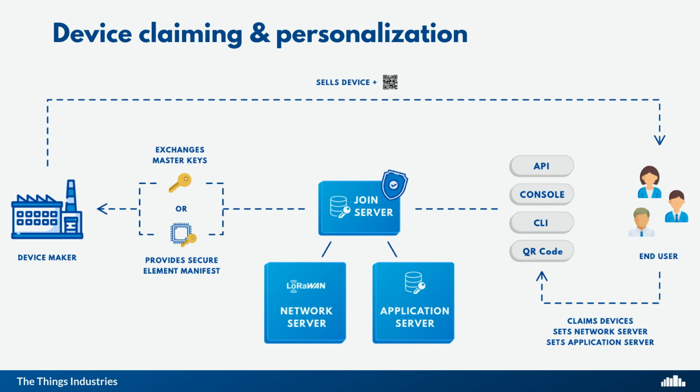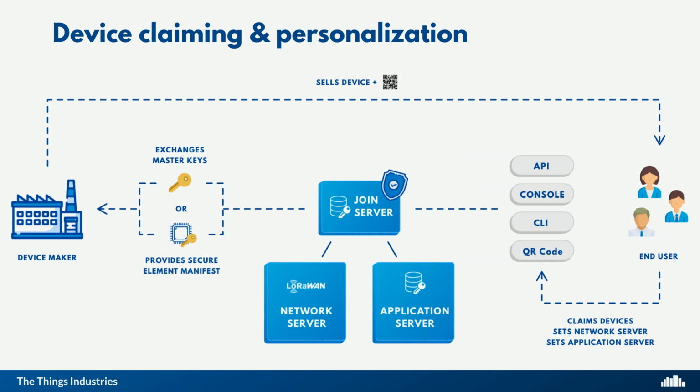So how does device claiming work? What we did between our joint server and the secure element vendor is to exchange master keys with which we can derive session keys for each device. And to make it really easy, if you buy secure elements, you get a manifest, which is a proof of ownership that the secure elements are yours. And you can upload that manifest in our joint server, and that way you can claim your devices.